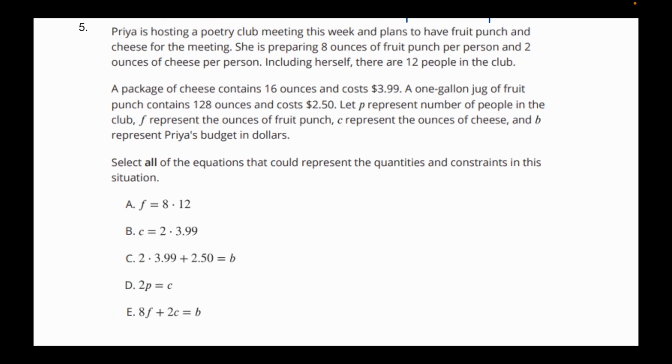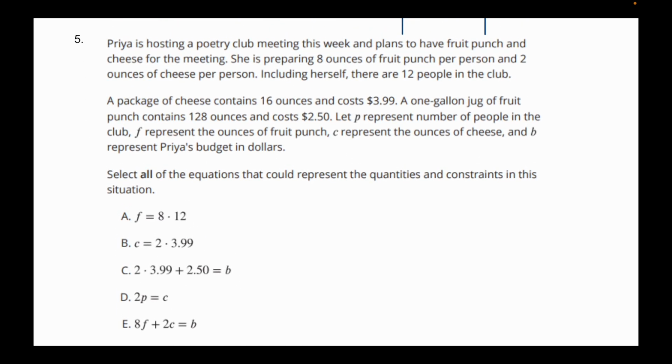Question 5, we have Priya hosting a poetry club meeting this week and plans to have fruit punch and cheese for the meeting. She's preparing 8 ounces of fruit punch and 2 ounces of cheese, and there are 12 people in the club. So 8 ounces of fruit punch, 2 ounces of cheese, and 12 people in the club. Now she's going to be shopping on a budget. A package of cheese is 16 ounces and costs $3.99. A gallon of punch contains 128 ounces and costs $2.50.